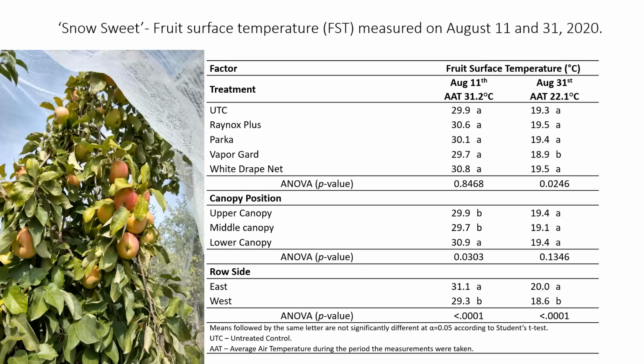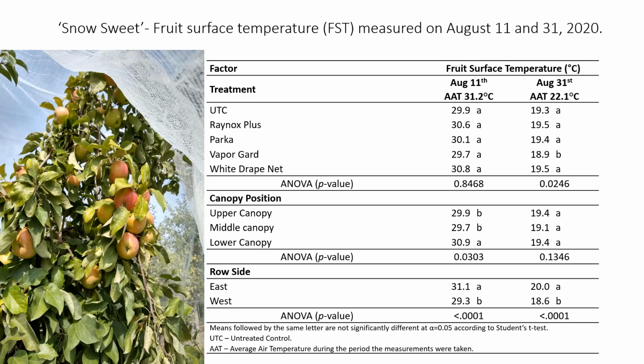So when we analyzed fruit surface temperature, we used this statistical tool to see not only which treatment can reduce fruit surface temperature, but also how the fruit position in the canopy and the orientation of the row affect fruit surface temperature. You can also see what the air temperature was on the day and during the hours the fruit surface temperature was measured. And this can give you an insight into the variation between air and fruit surface temperature.